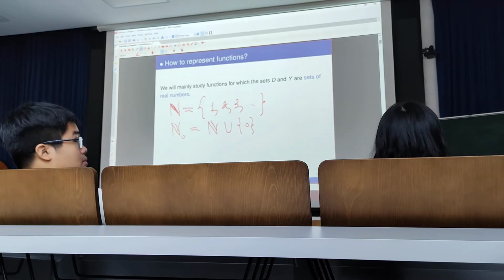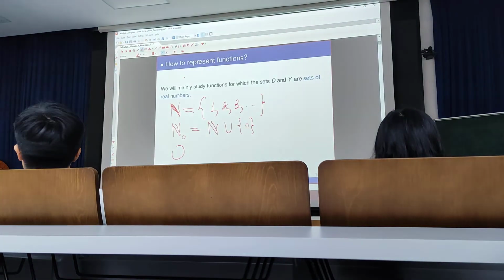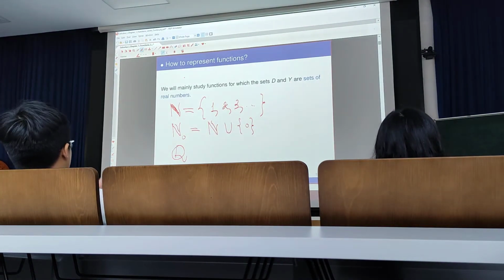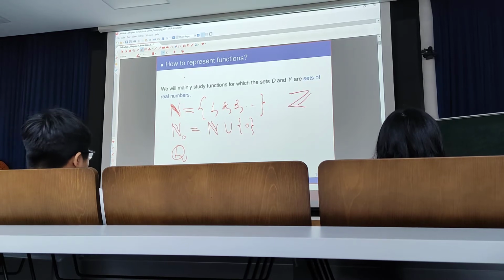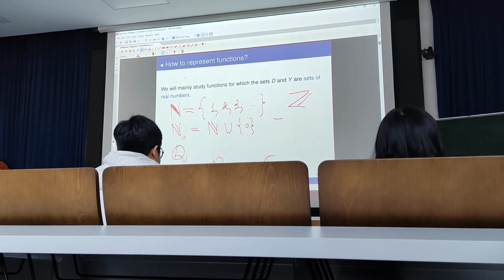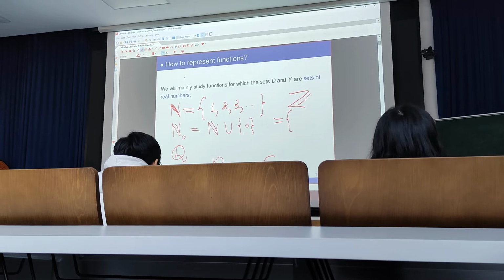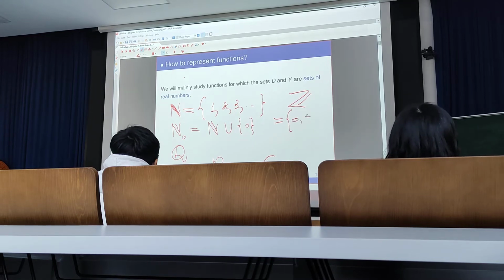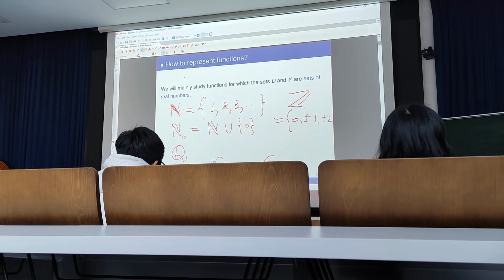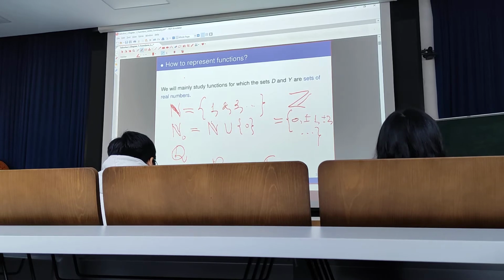So these two we use. Next, what is that? Q, Q, Z, R, and C. So what you have to remember? Z is 0, plus minus 1, plus minus 2, etc. The set of integers.